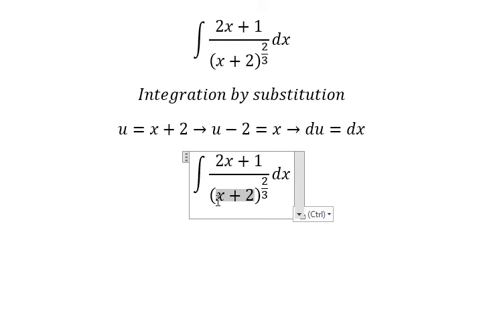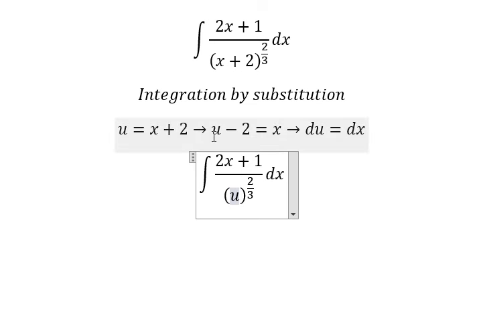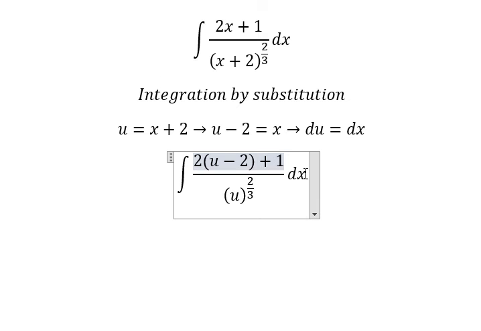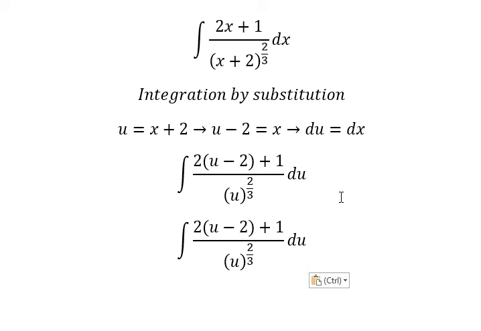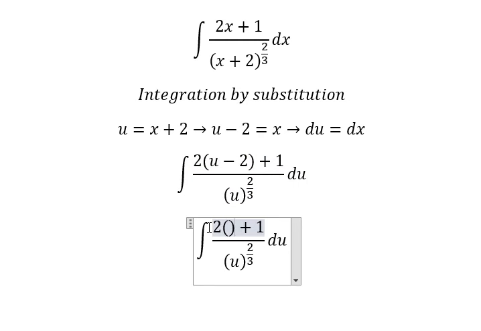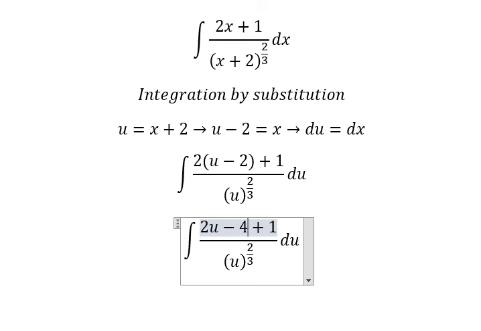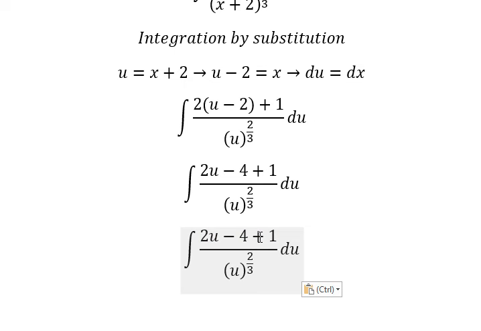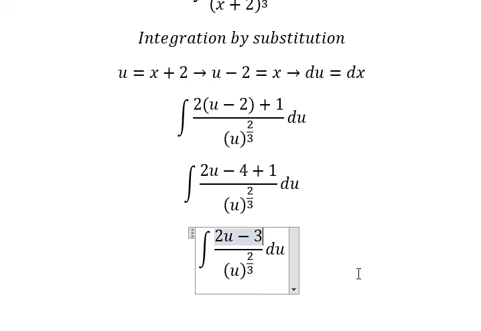So this one we change by u. The x we change by the u. So this one we have 2u minus 4. Negative 4 plus 1, we have negative 3.